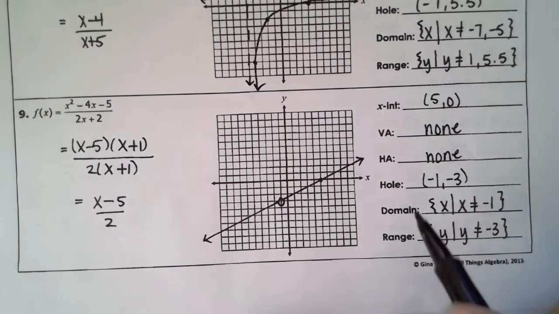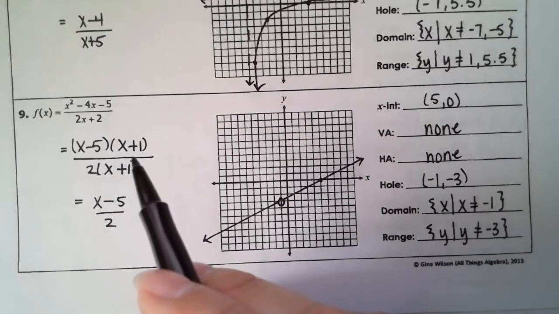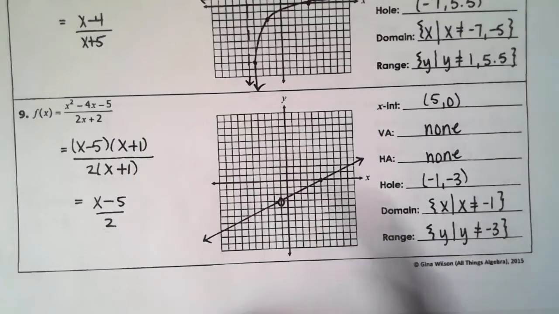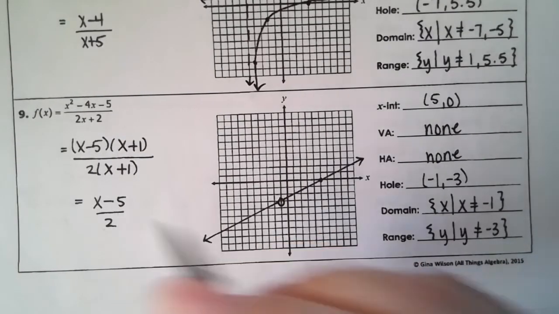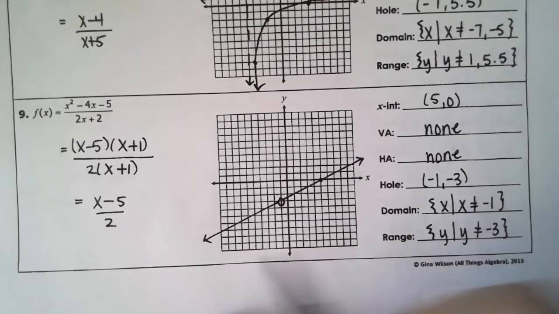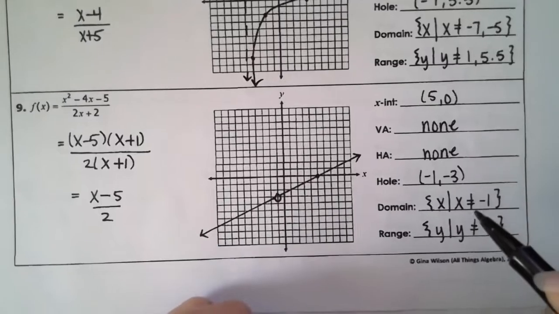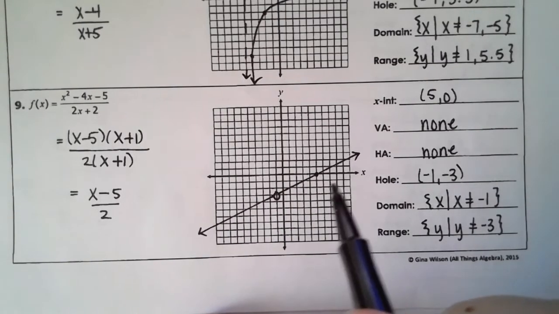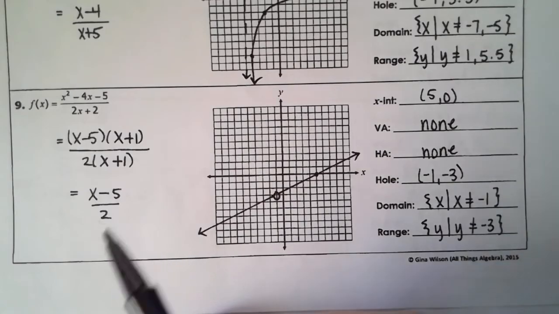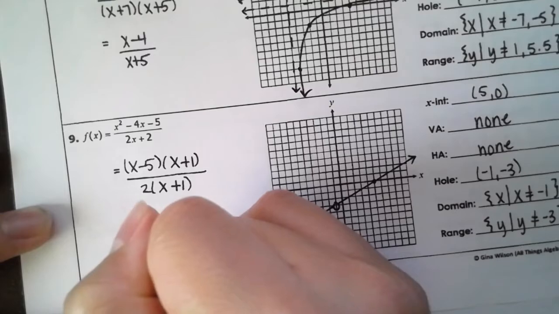Okay, so then for my hole, you're going to set x plus 1 is equal to 0. So I get -1. Plug this back in here, I get -6 over 2, you get -3. So my hole is at -1 comma -3 here. My domain therefore is all x's. You can clearly see, right, it's all x's. Notice that it's just a linear function. Actually, maybe it'd be easier to see it if I write it like this.